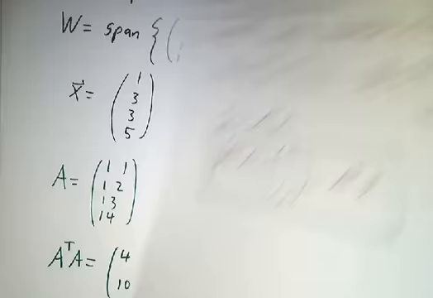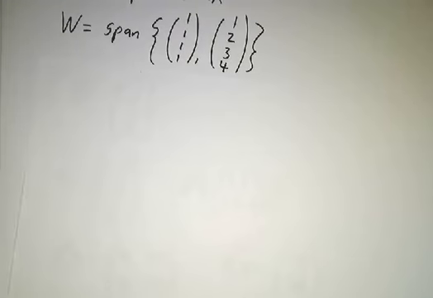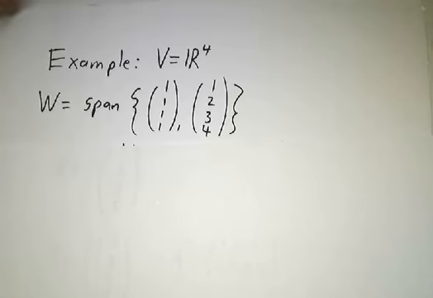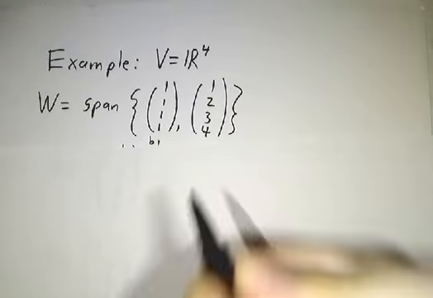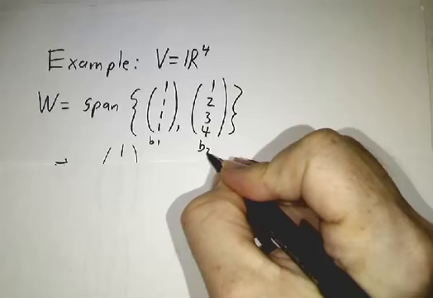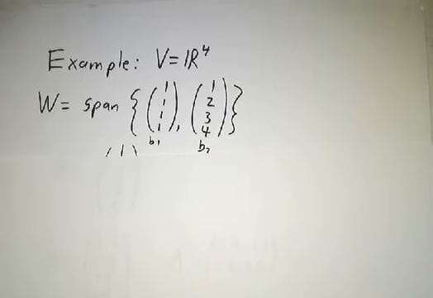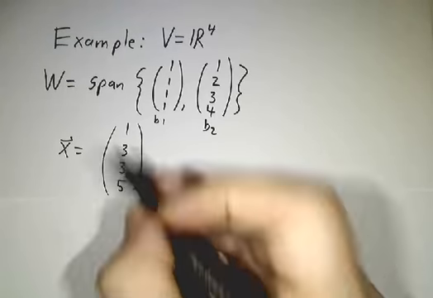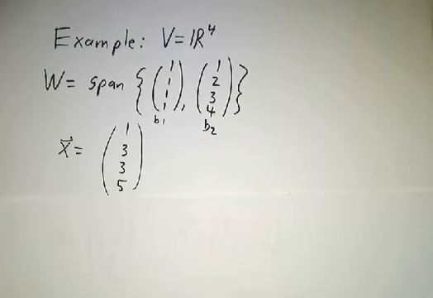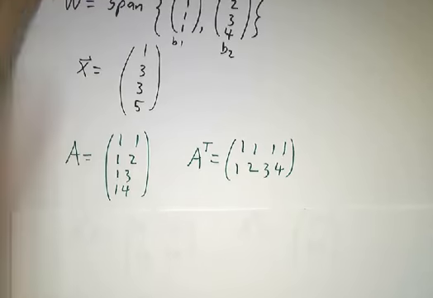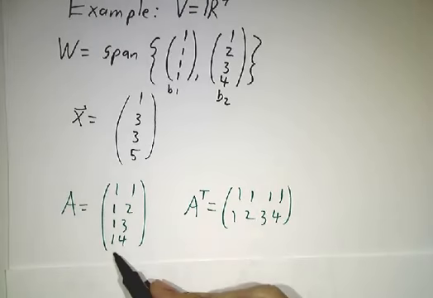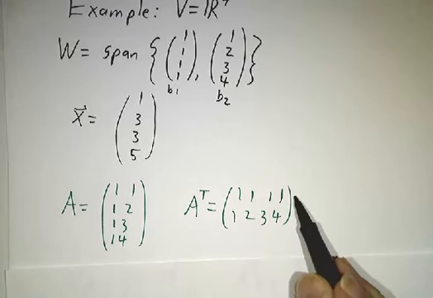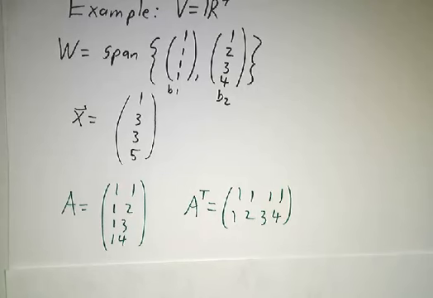So let's do an example of that. We're sitting in R4, and our subspace is spanned by the vectors B1, which is 1, 1, 1, 1, and B2, which is 1, 2, 3, 4. And somebody gives us a vector 1, 3, 3, 5 and says, find the projection of X onto the subspace. So our A matrix, the first column is B1, 1, 1, 1, 1. Second column is 1, 2, 3, 4.